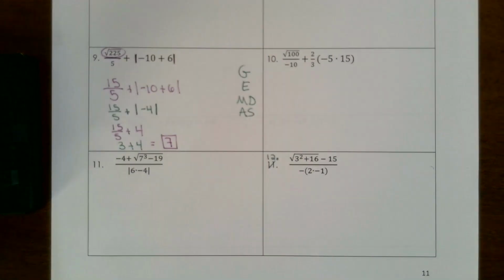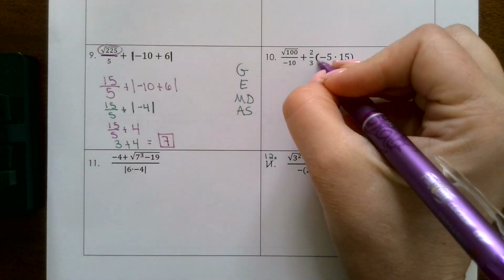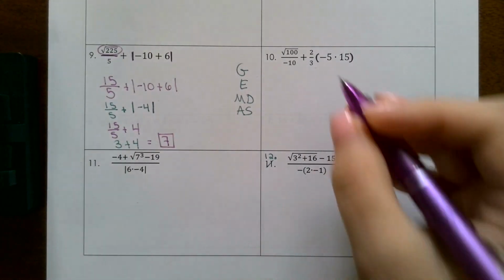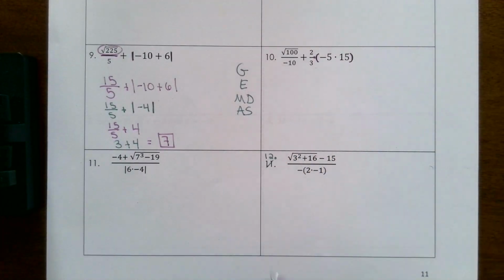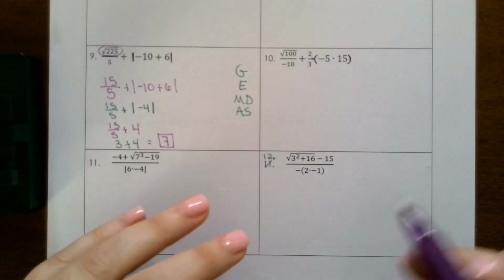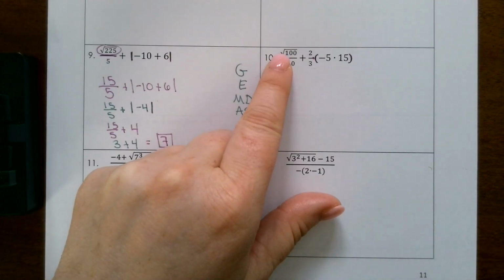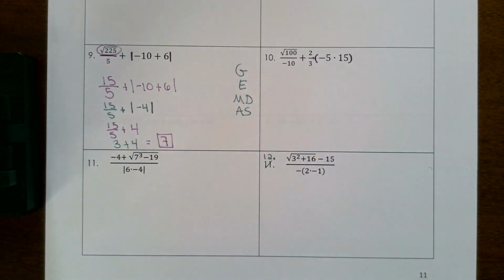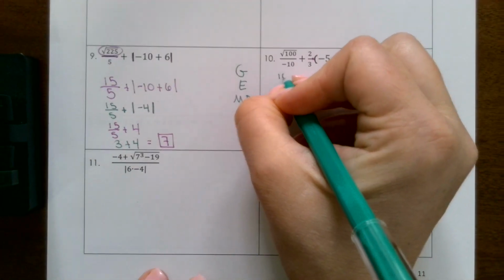Now, number 10 looks very similar. I do have a square root. I know that's a grouping symbol, so I'll be evaluating that first. And I've got parentheses, not absolute value this time. I have a 2/3 in front of the parentheses. That does indicate multiplication, 2/3 times whatever the product is. Let's find our square root of 100. Put that in the calculator, or if you know that 10 times 10 equals 100, you know that the square root of 100 is 10.